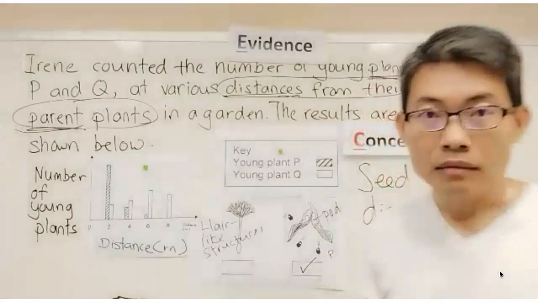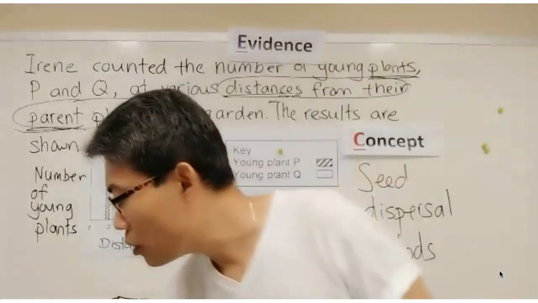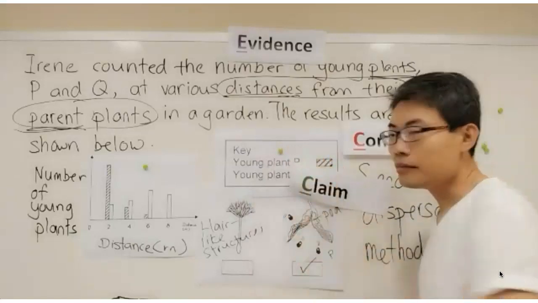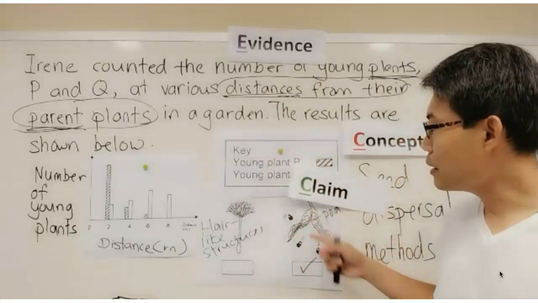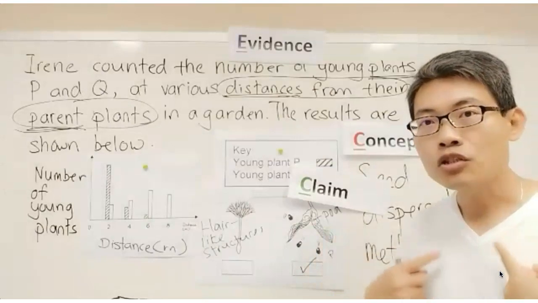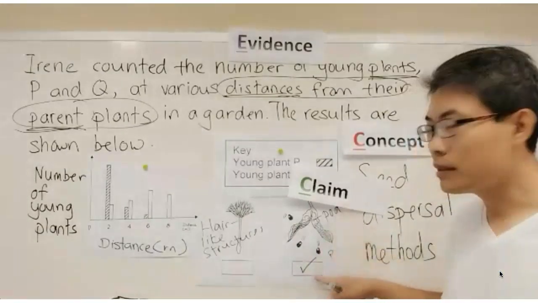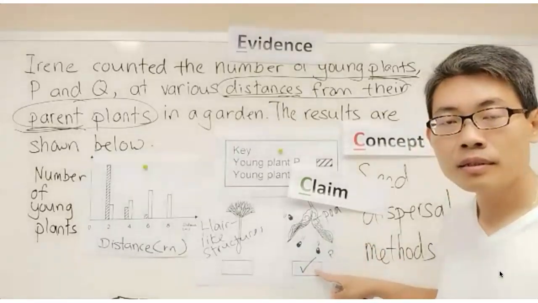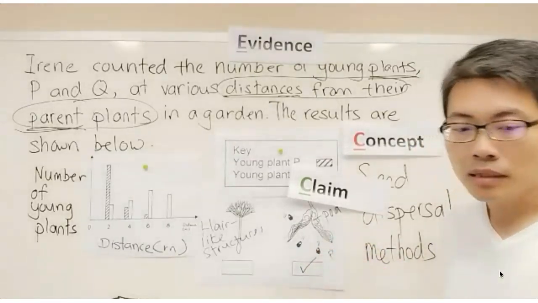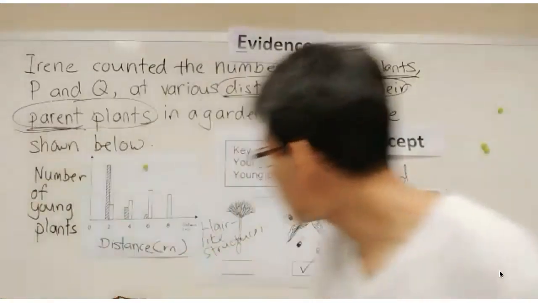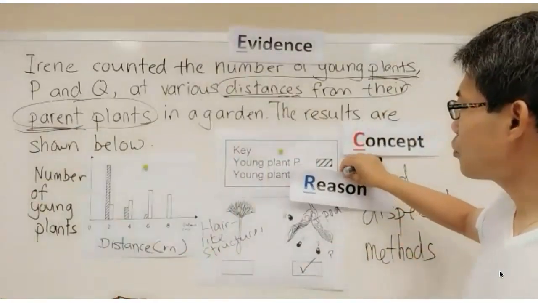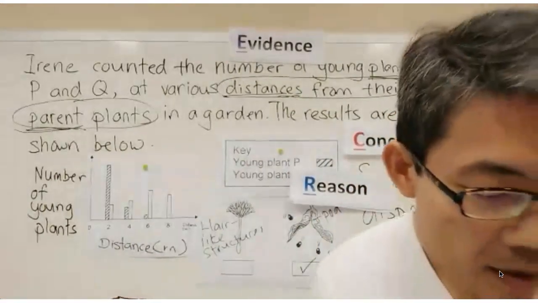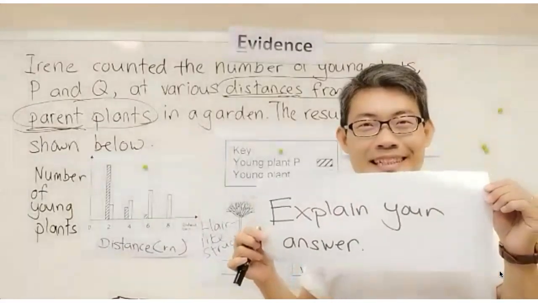Now, you remember, this is what we call a claim. We were asked to make a claim here. And the claim is, which one is plant P? I was asked to make a choice, right? And I've chosen this. Remember, there's no marks for choosing this, even if it's correct. The marks come from giving the reason. So let's give the reason, because we're asked to explain the answer.